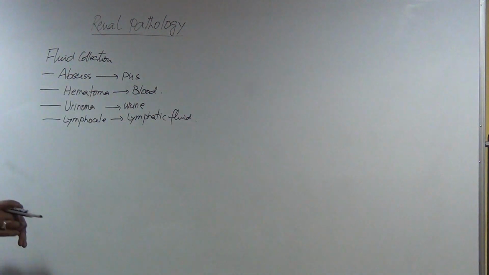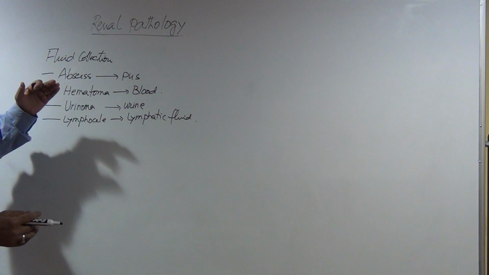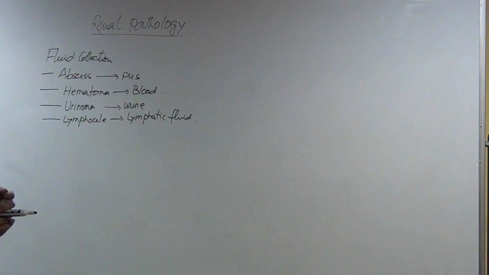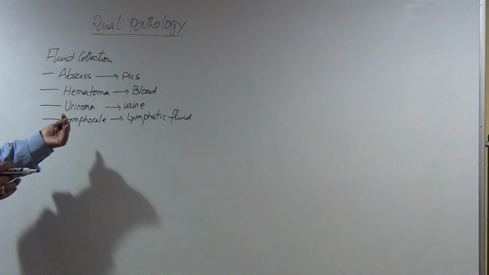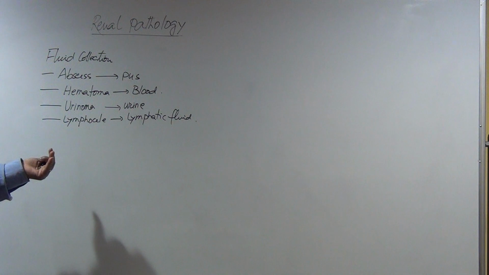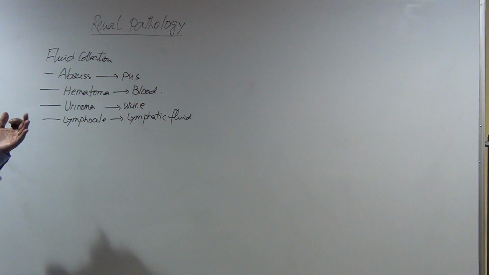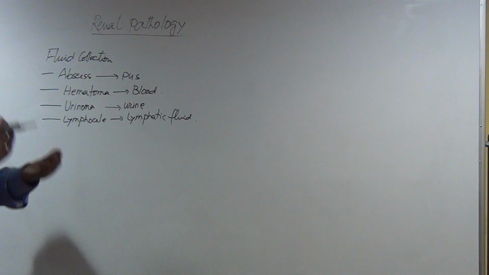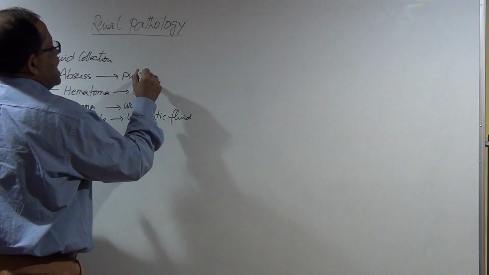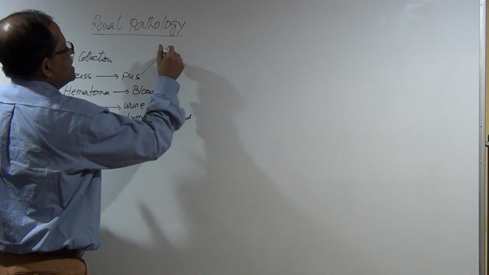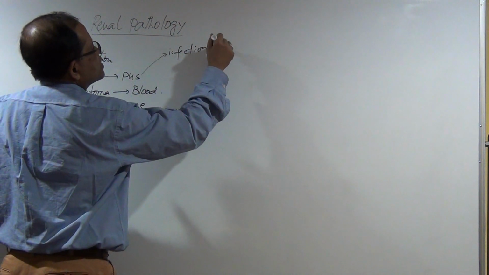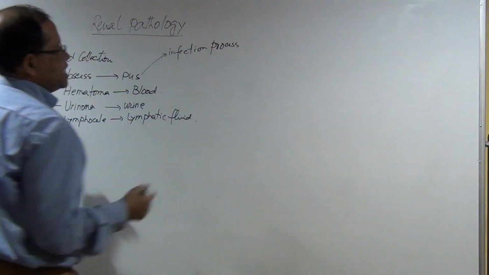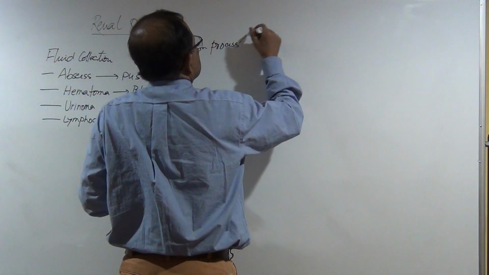Okay, how will I differentiate them from each other? How do I know what this collection is? How do I know this could be an abscess, this could be a hematoma, this could be a urinoma, this could be a lymphocele? Okay, with the ultrasonography and with the history, with the physical examination. So understand, abscess has a pus collection. It is an infection process.